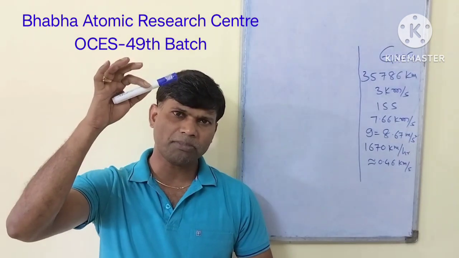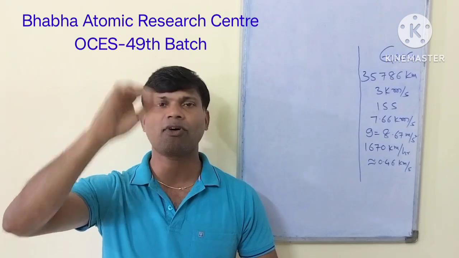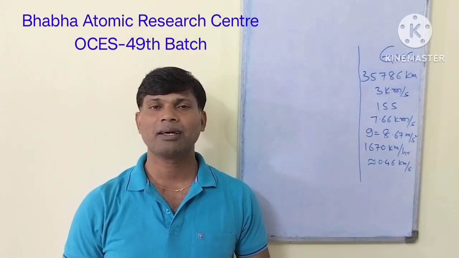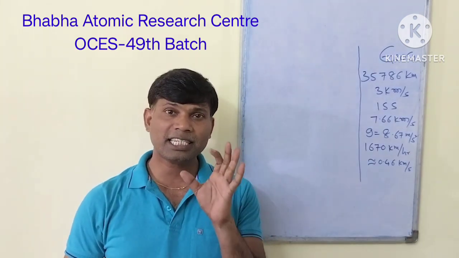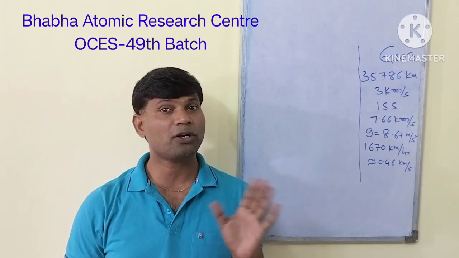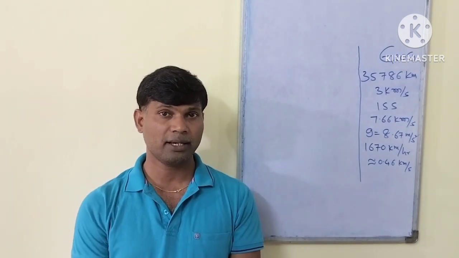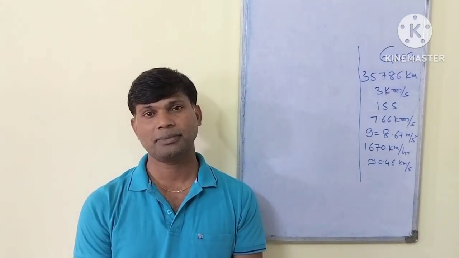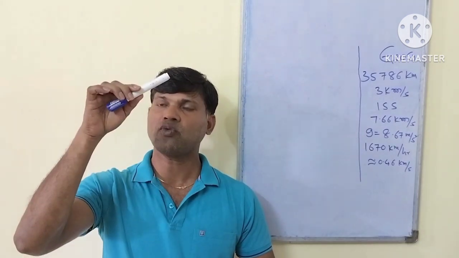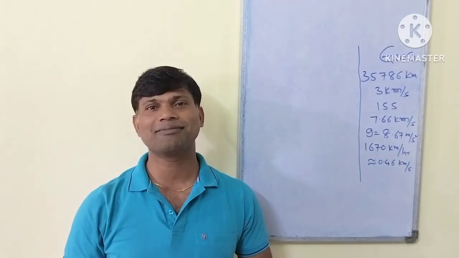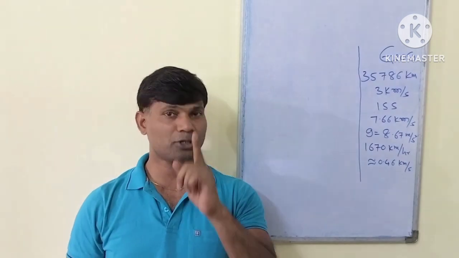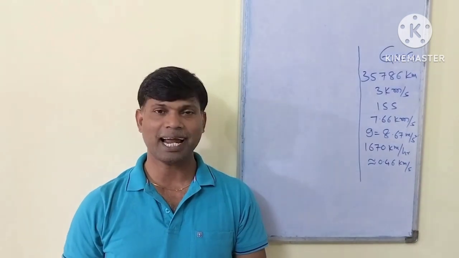If I drop this object, what happens? It is falling down. But the International Space Station is not falling towards the Earth. Why? Then why is it falling? So not to fall towards the Earth, what has to be done for this? That is the most important thing we should understand.